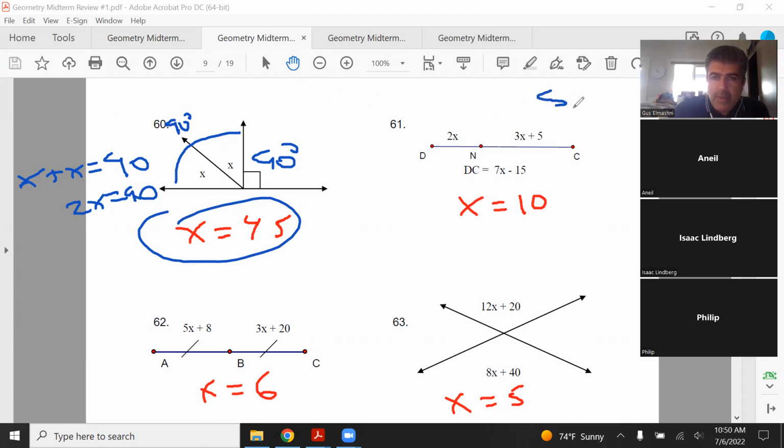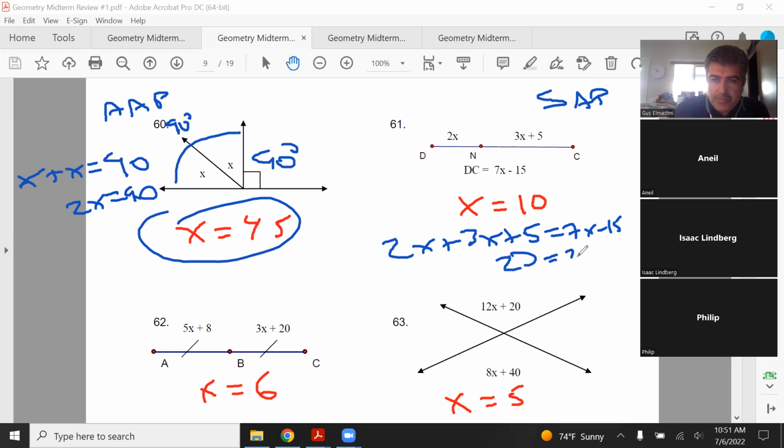Here, there's a segment addition postulate where you got 2x, 3x plus 5. And by the way, 60 was angle addition postulate, in case you're curious. So you have 2x and 3x plus 5 that make up the big segment. So 2x plus 3x plus 5 must equal 7x minus 15. And just solve the equation, which I know you guys can do. If you do it correctly, x equals 10. So I moved the 2x and 3x from left to right. I moved negative 15 from right to left. That's why I got 2x equals 20, x equals 10.